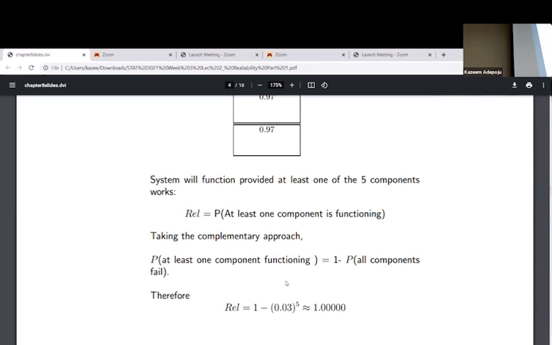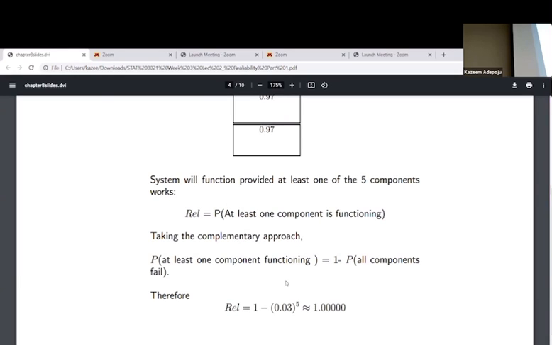Okay, so I'm using this, right? The 0.03 here is the failure. The reliability given is 0.97, so you're going to find the complement of that reliability, which is your probability of failure. Then you're going to multiply them. When you multiply them, whatever you get, you're going to subtract from 1.